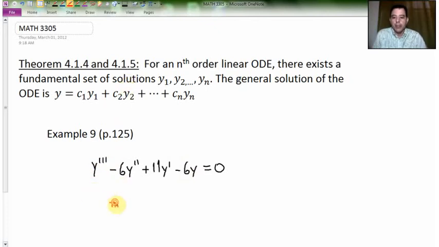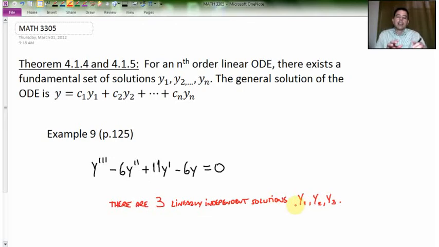So what the theorem is saying is that there are three independent, or linearly independent, solutions. Let's call them y1, y2, and y3, okay? Linearly independent means that you cannot obtain one from the other. So they're kind of the building blocks of all other solutions that are out there.